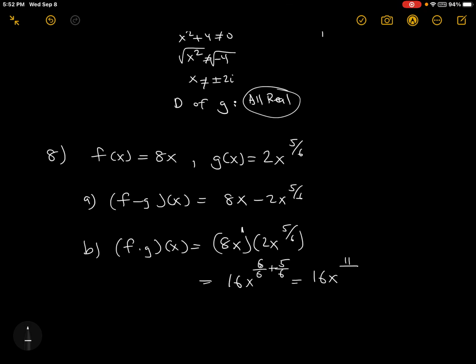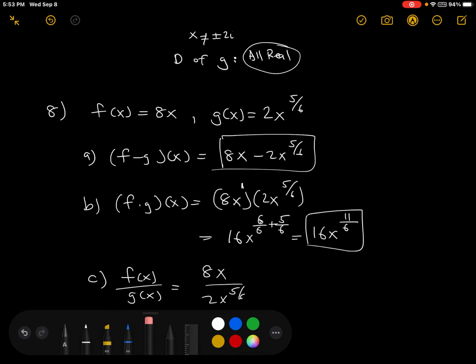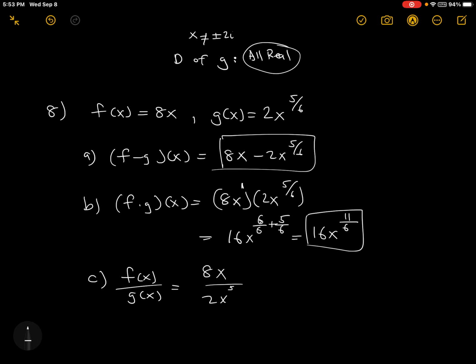And then part C, f of x divided by g of x. Okay, I'm going to use this notation. You're going to have 8x over 2x to the 5 over 6. You could leave it like this. My 6 looks really bad here, it's like it's going to fall off the denominator. A little bit better, right? You could leave it like this, or if you really wanted to, you could simplify. This would be 4x to the 1 minus 5 over 6, which is equal to 4x to the 1 over 6. Okay, so this is okay. If you didn't quite simplify it, that's okay as well.